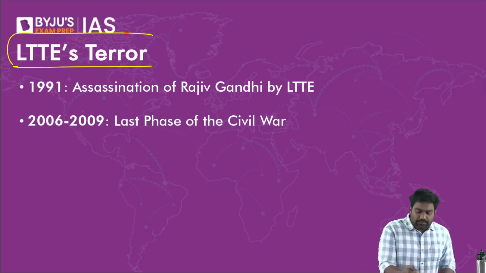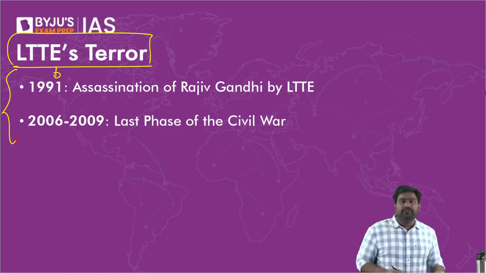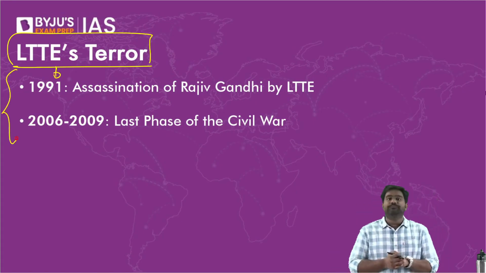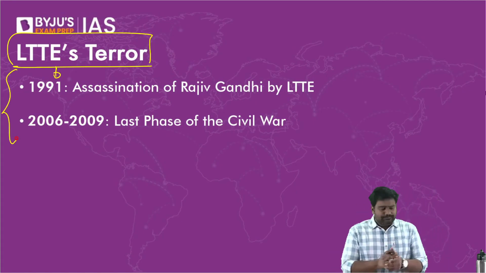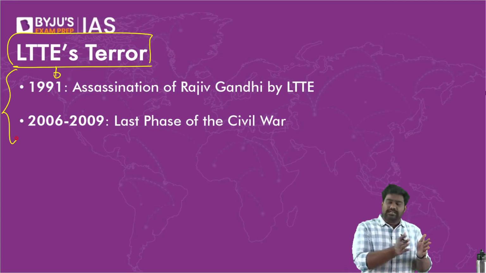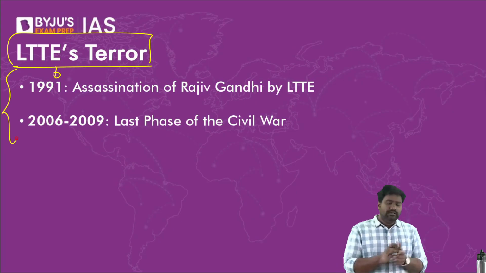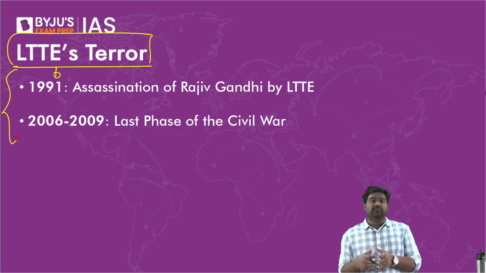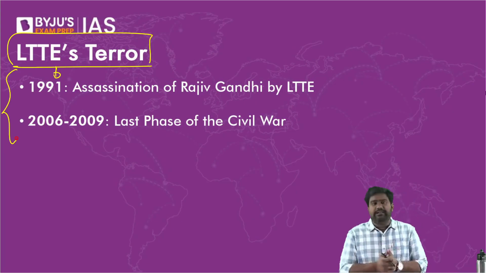Now, let's see what happened after India withdrew the peacekeeping forces. By 1988 itself, Rajiv Gandhi had stepped down as the Prime Minister, and we had a couple of coalition governments in 1989, 1990. But these coalition governments were weak governments. They didn't have enough numbers in the parliament, and they collapsed very quickly.